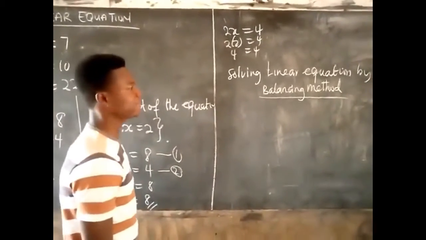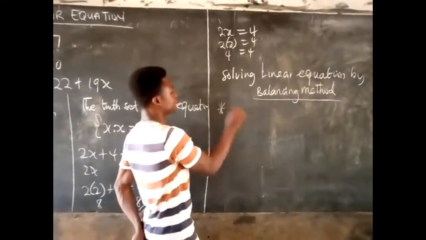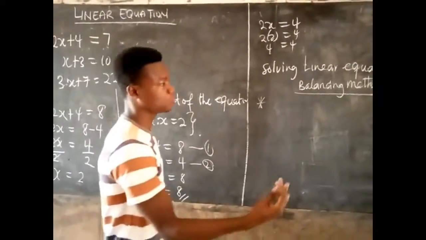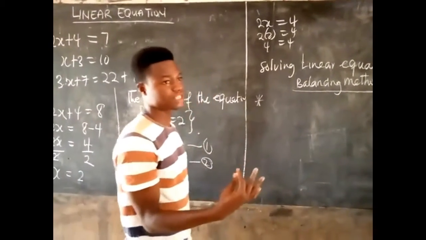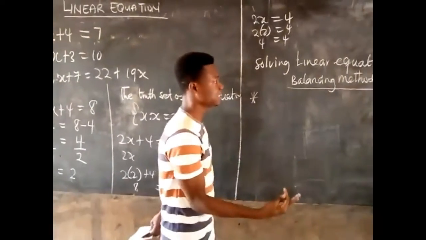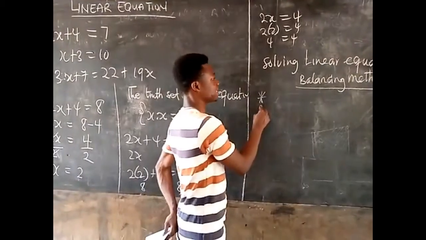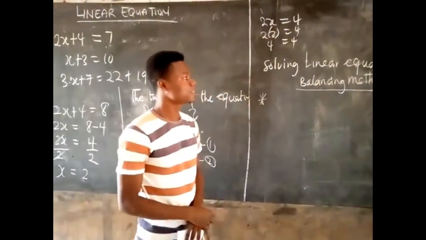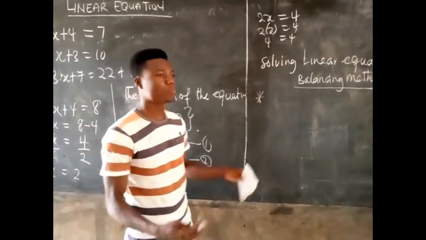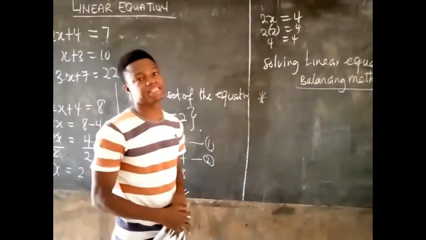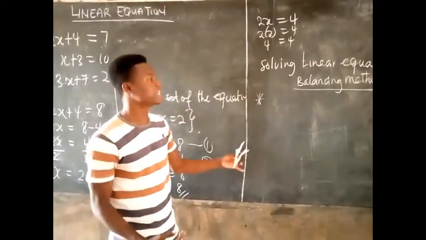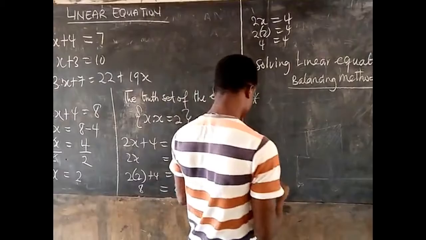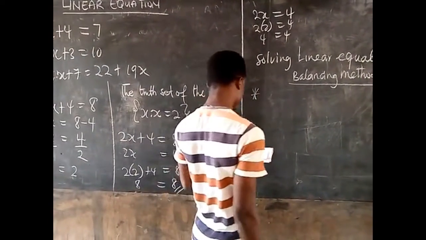With the balancing method, there are some rules that you need to know. I'm not going to read them, I'll just say them. One, you add the same quantity to both sides of your equation. Another step is that you subtract the same quantity from both sides of your equation, and you multiply both sides of the equation by the same quantity, and when necessary you also divide both sides of the equation by the same quantity. Let's take an example of solving a linear equation using the balancing method.